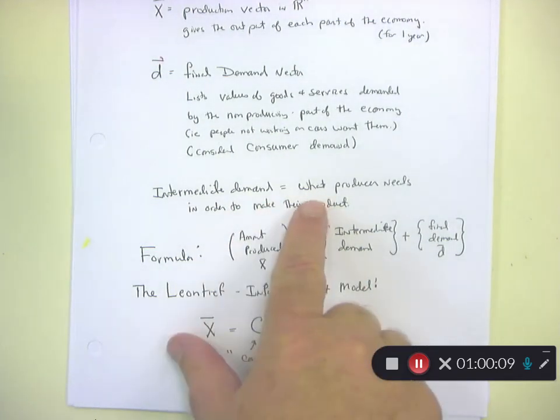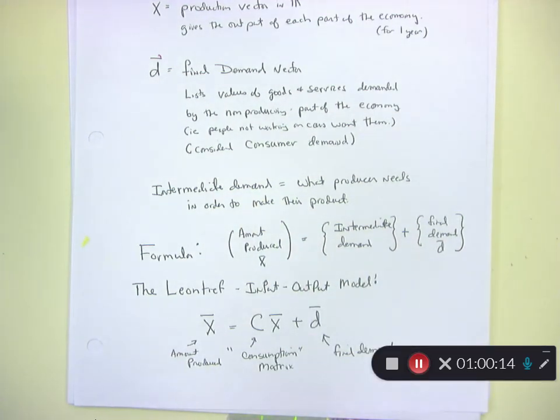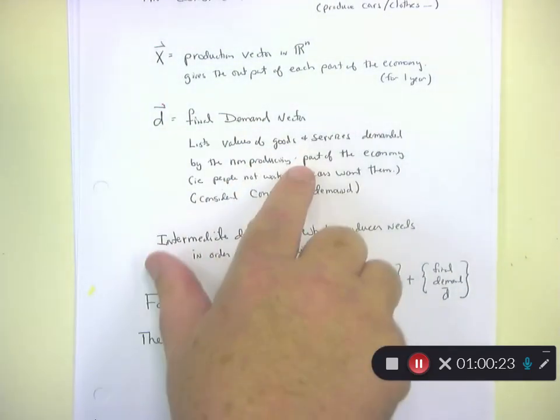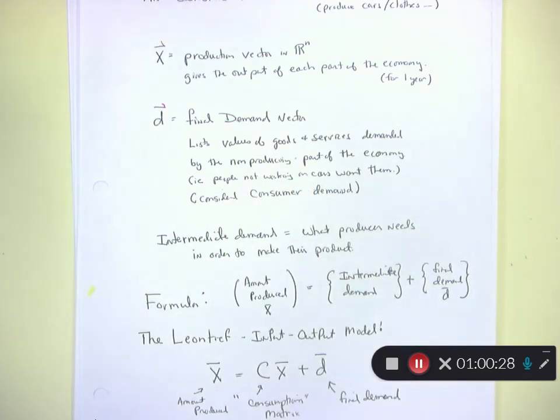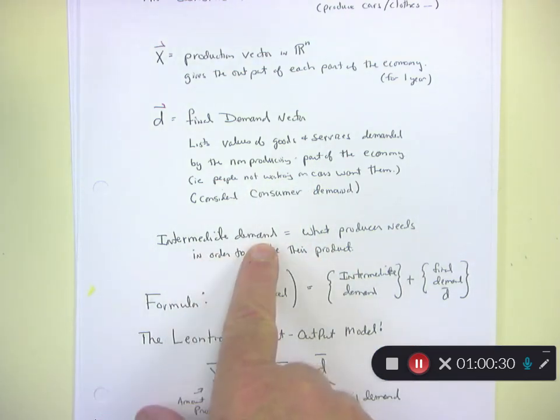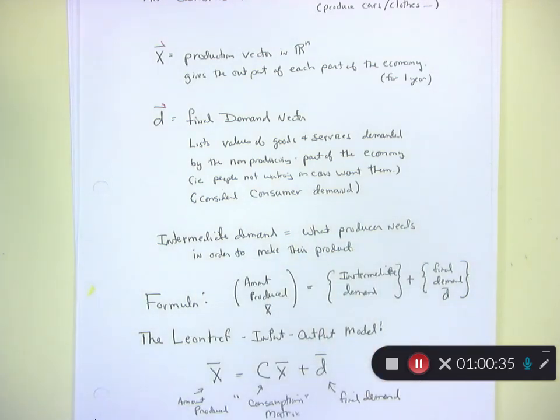Intermediate demand is, by definition, and again this is a word problem, what the producer needs in order to make their product. So we have the big D final demand, listed by the people who are going to purchase what I'm selling. And we have this intermediate demand, which is what the producer needs in order to make the product. We need agriculture, some manufacturing, and some part of the service to create whatever object I want to create.